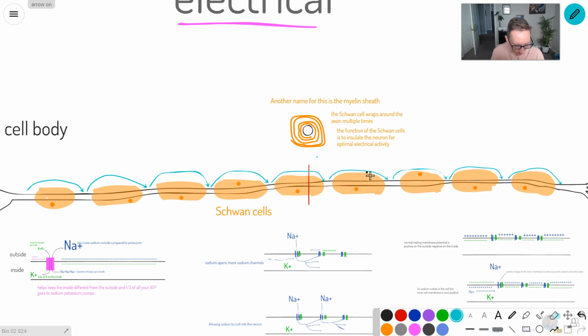So the myelin sheath also speeds up nerve impulse transmission. It speeds things up. For example, mollusks like squid and octopus don't have myelinated neurons. They don't have Schwann cells around their neurons.